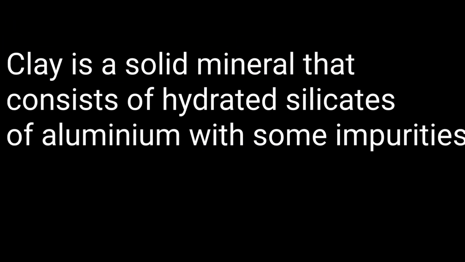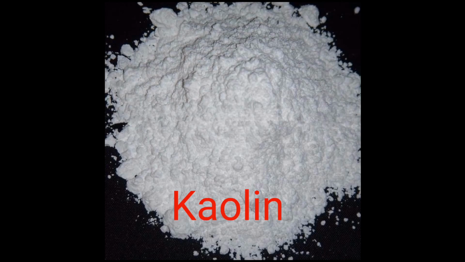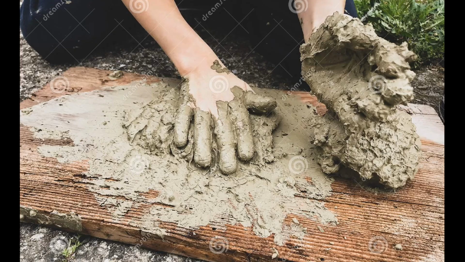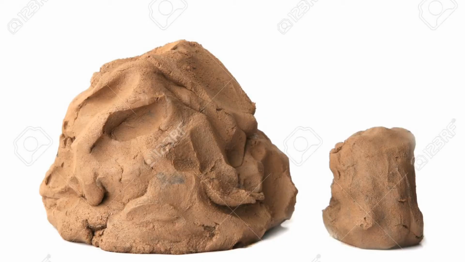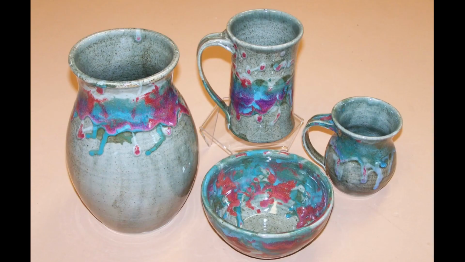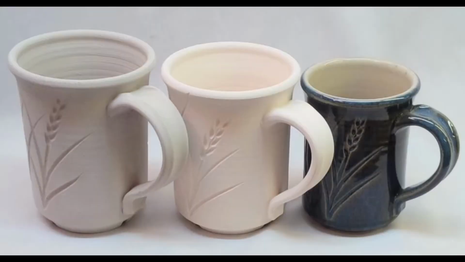Clay is a solid mineral which consists essentially of hydrated silicates of aluminium with some impurities. Purest forms of clay are the China clay and kaolin. Now let's take a look at some of the properties of clay. Clay becomes sticky when wet and hard when dry. It shrinks during firing. It can be colored after firing. It has cohesive abilities. It can take decorations after firing.